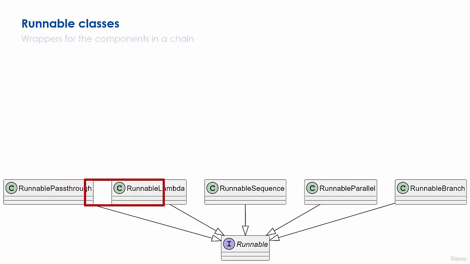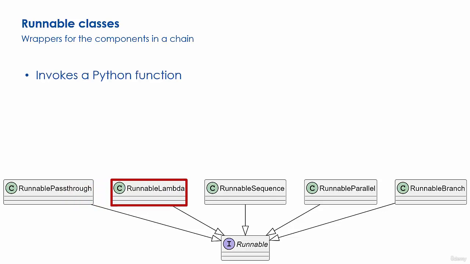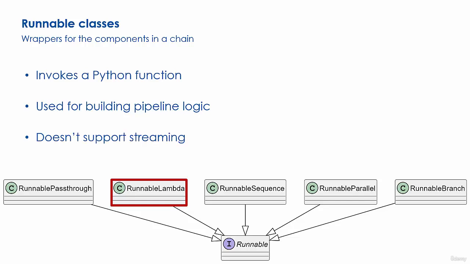The next one is the runnable lambda. Runnable lambda allows you to wrap any Python function with the runnable interface, which essentially means that you can call any Python function in a chain. It is commonly used for building application logic. For example, you can validate the value of the input variables before sending them to the LLM. The runnable lambda doesn't support streaming. A call to the stream function internally executes the invoke function.